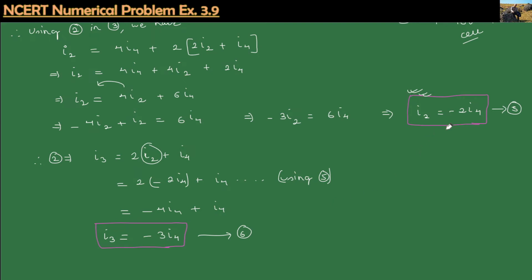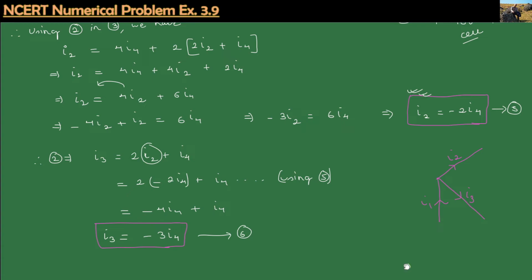So if we know I4, we can find I2. If we know I4, we can also find I3. If we remember that circuit diagram, we have written this as I1. Part of the current will move across this branch, which is I2, and part of the current will move across this branch, which is I3. If we know I2 and I3, we can find out I1. So our first target is to know the value of I3.